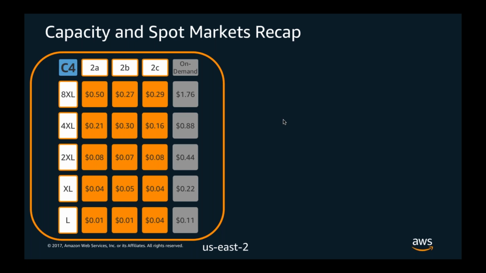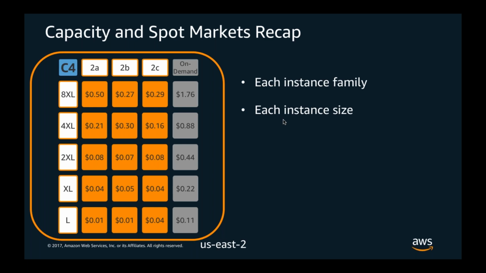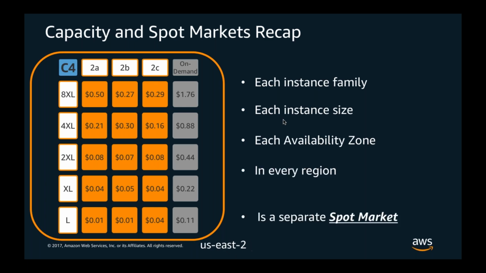So if you happen to be running a C4 4 extra large in US East 2B, and you said, 30 cents is more than I'm willing to pay, well, by all means, start looking in the other AZ. You can see that it's cheaper in 2A, and it's even cheaper in 2C. And so, right, these are all available to you. You can simply hunt around and find the best price for the capacity that you're after. Just to recap, each instance family, each instance size, each availability zone in every region is a separate spot market.